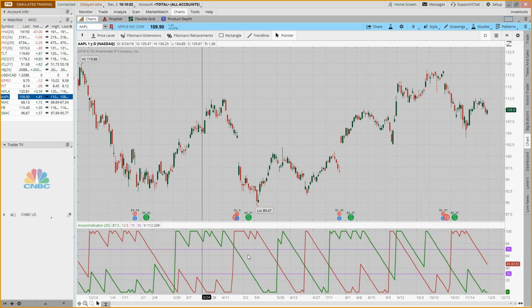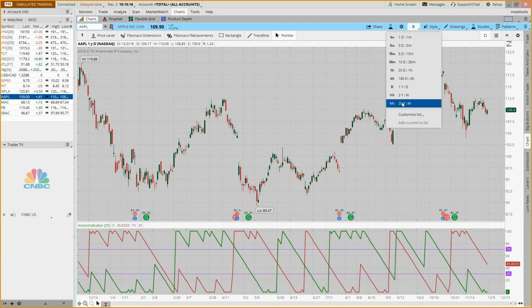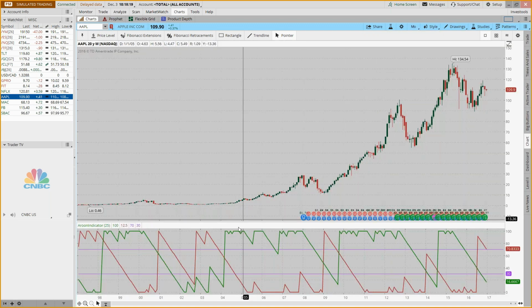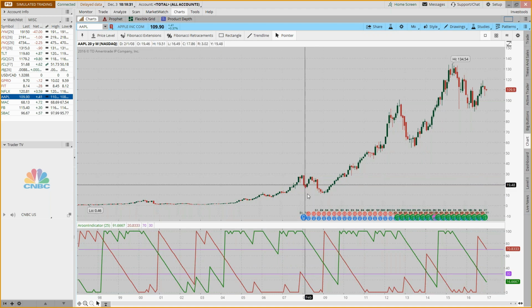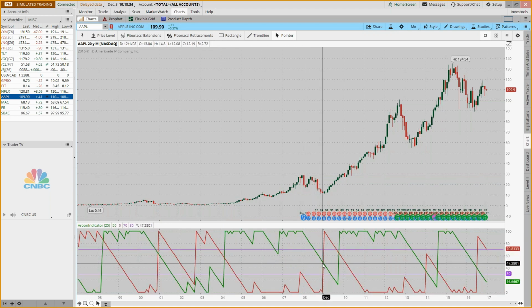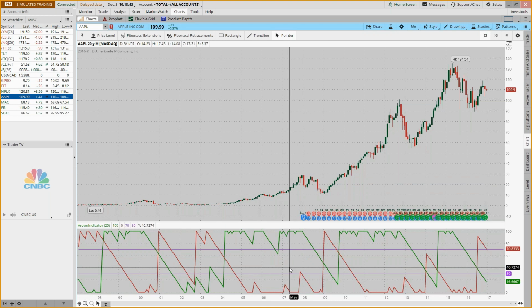Okay? Now, what most people do is just take the crosses. Okay? Simply put, that's how most people use it. And if you look at the higher time frames, let's go to monthly. Okay? And you just go long when the green crosses above the red. This was the starting point here for Apple, and you can see what happened after that. Then the red here crossed above the green. Now, it was too late. It already had pulled back. But I certainly wouldn't use this as an exit signal.